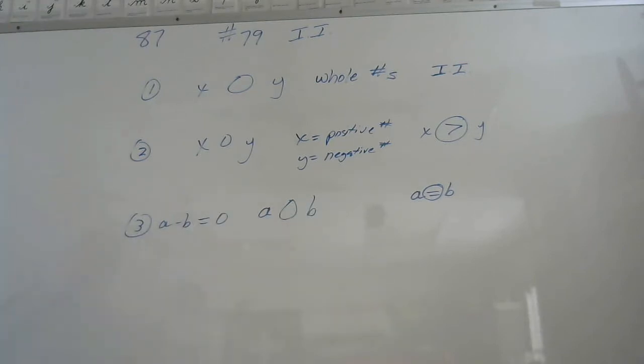The third example here is a minus b equals 0. Well, if that's the case, any way I can get 0, it has to be a number minus itself. So it's 1 minus 1, 60 minus 60, 2,000 minus 2,000. So that means that a and b are equal.